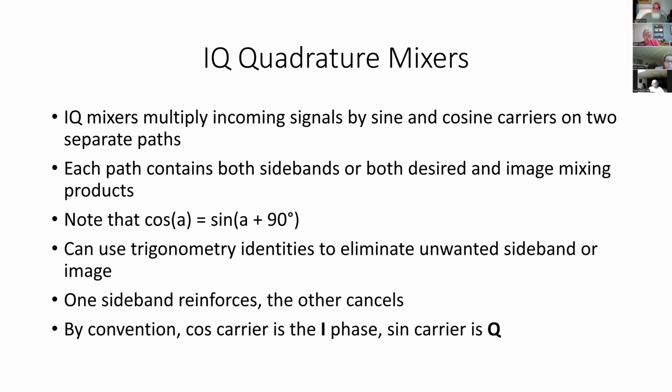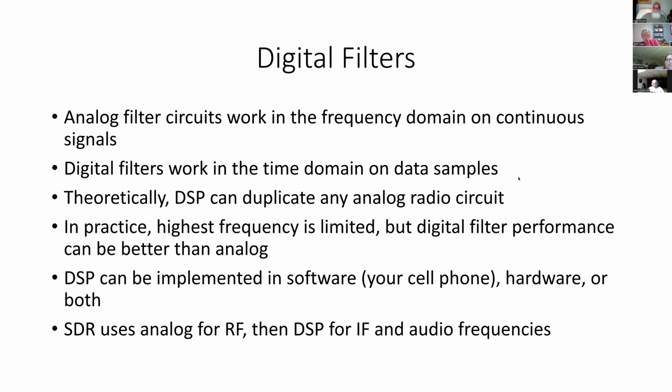Now, by convention, the cosine carrier is the I phase, and the sine carrier, which is 90 degrees later, is the Q phase or quadrature phase. So this should, I think, catch us up. Whoop, almost. I want to talk a little bit about digital filters and digital signal processing.